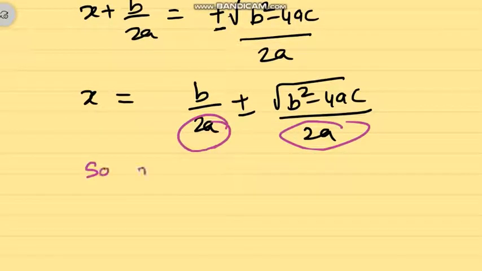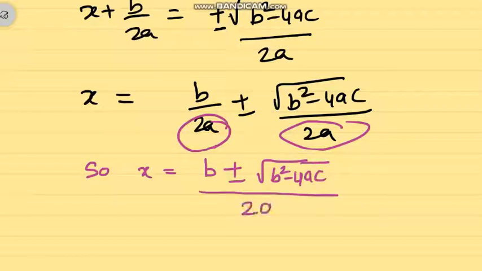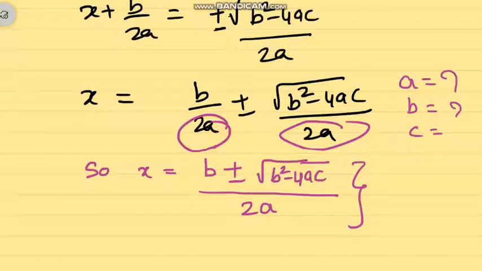So x will be equal to minus b plus or minus root b square minus 4ac by 2a. So if you can find out how much is a, how much is b and how much is c in a given quadratic equation, then you can easily find out the roots of the given quadratic equation by using this formula, that is quadratic formula.